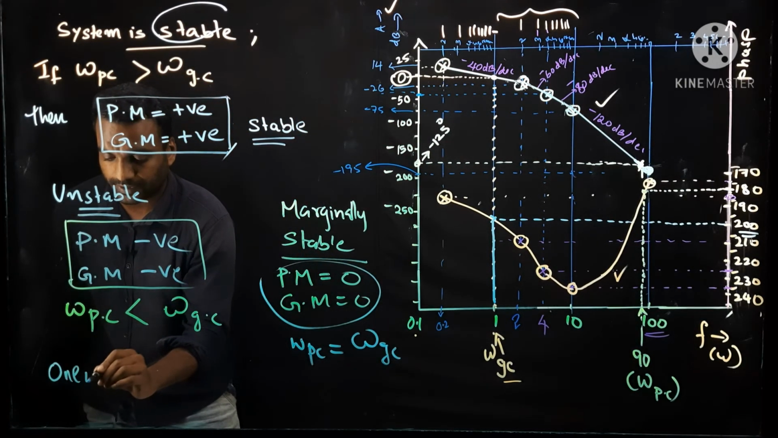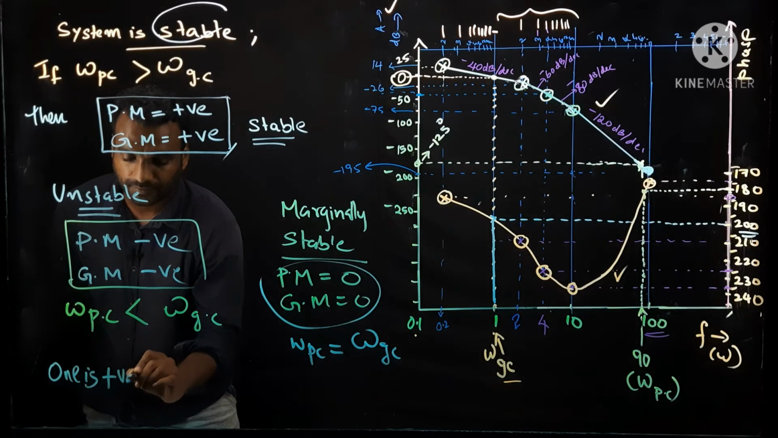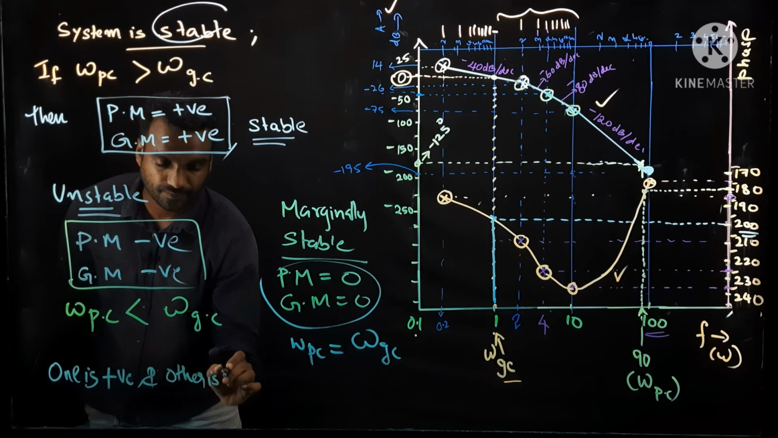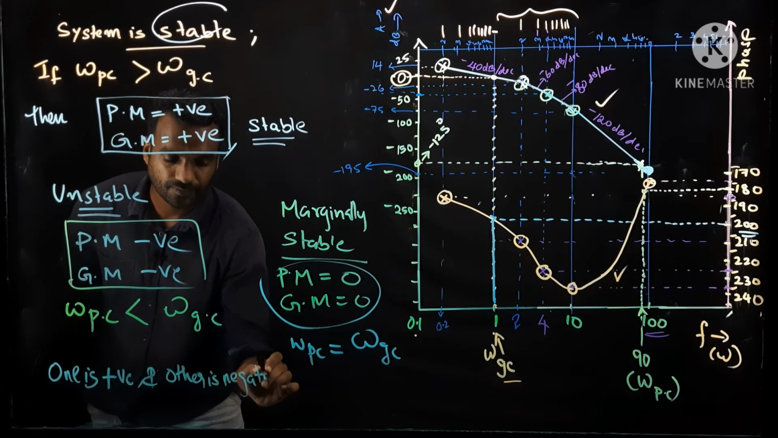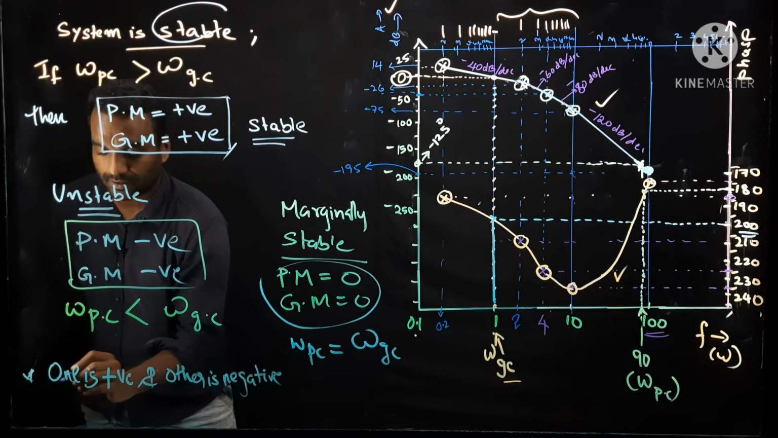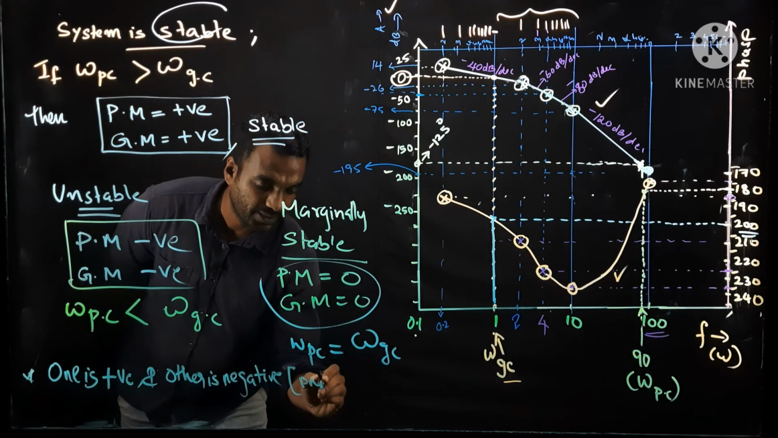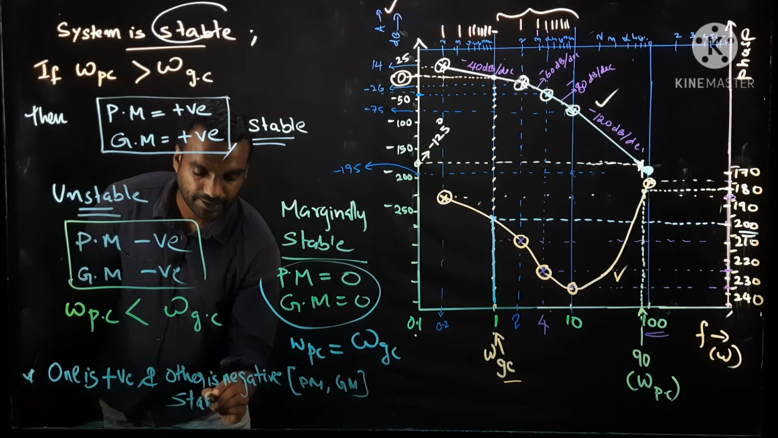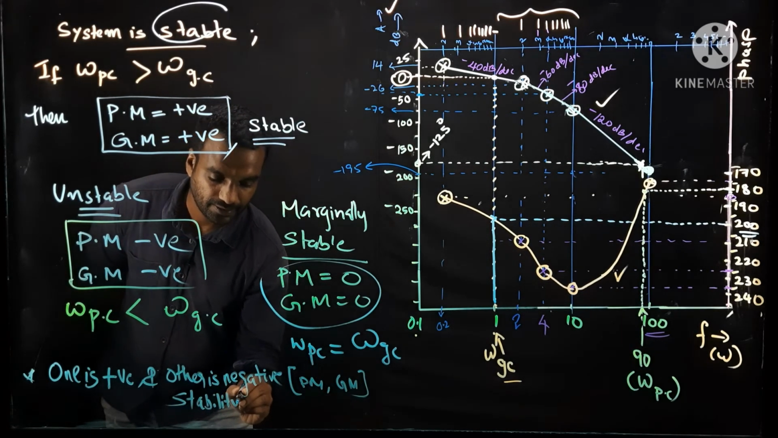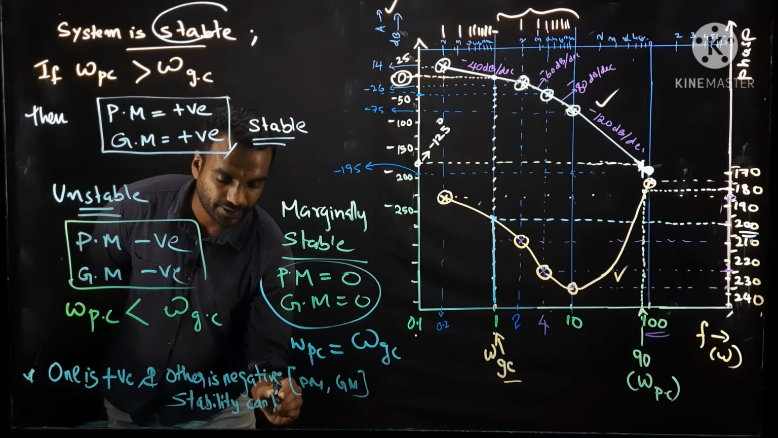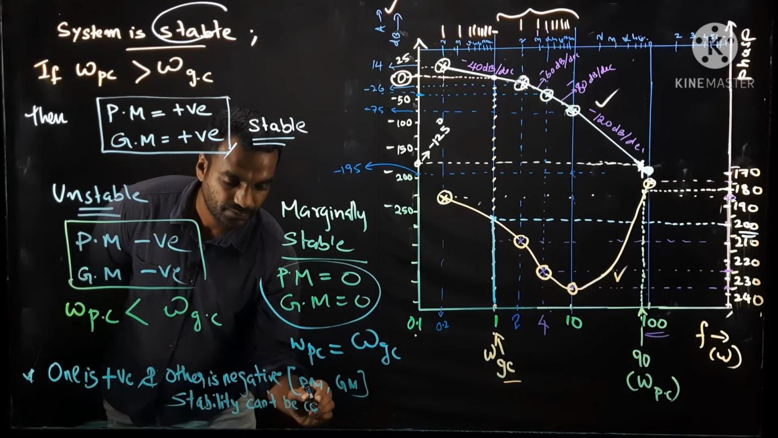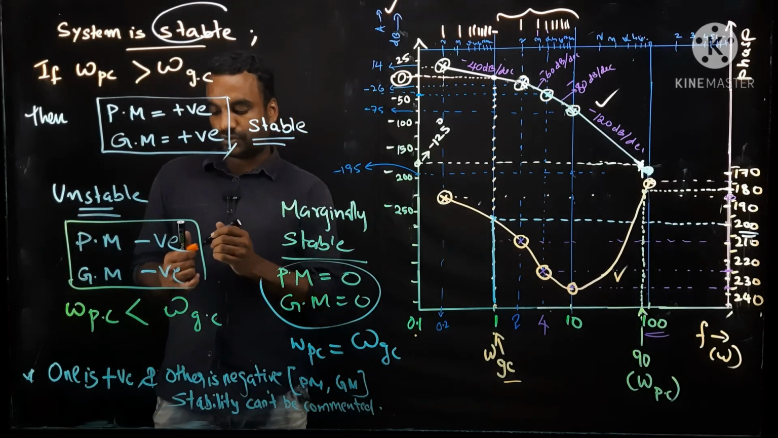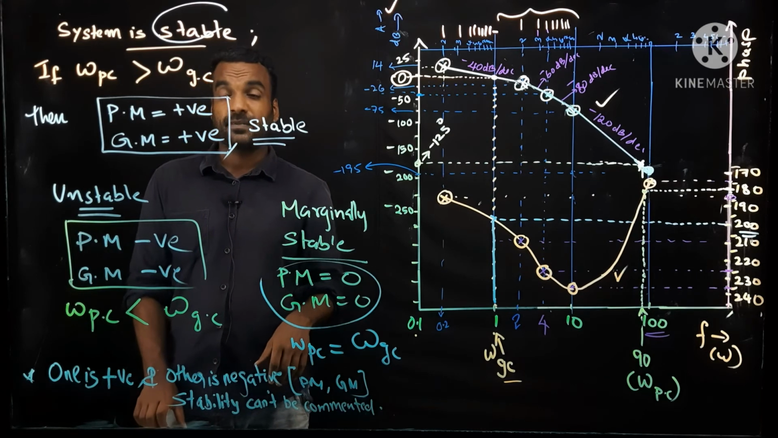One is positive and the other is negative, among phase margin and gain margin. Then stability cannot be commented on. We cannot comment about the stability in such a case. So these four cases are important.